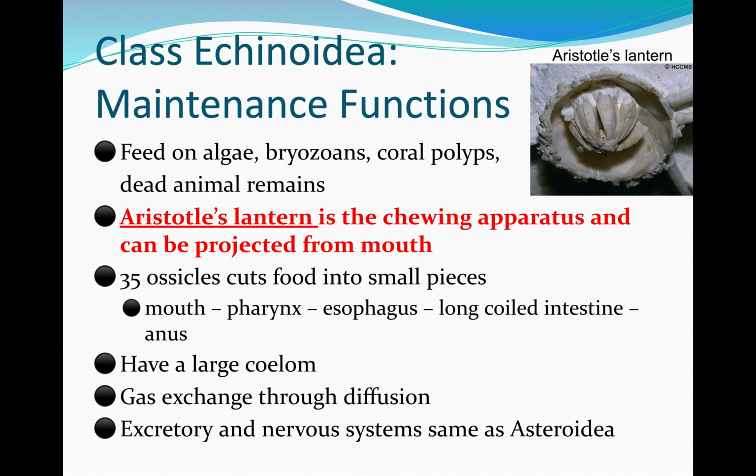Now, this is a weird name for this structure. So let me just give you some background information about it, just a little FYI. It was named after Aristotle, the Greek philosopher from thousands of years ago. He was a scientist and a teacher, and he wrote this book. And in his book, he described this mouth apparatus that sea urchins have as looking like a horn lantern. And during the time he wrote this, everyone knew what that meant.